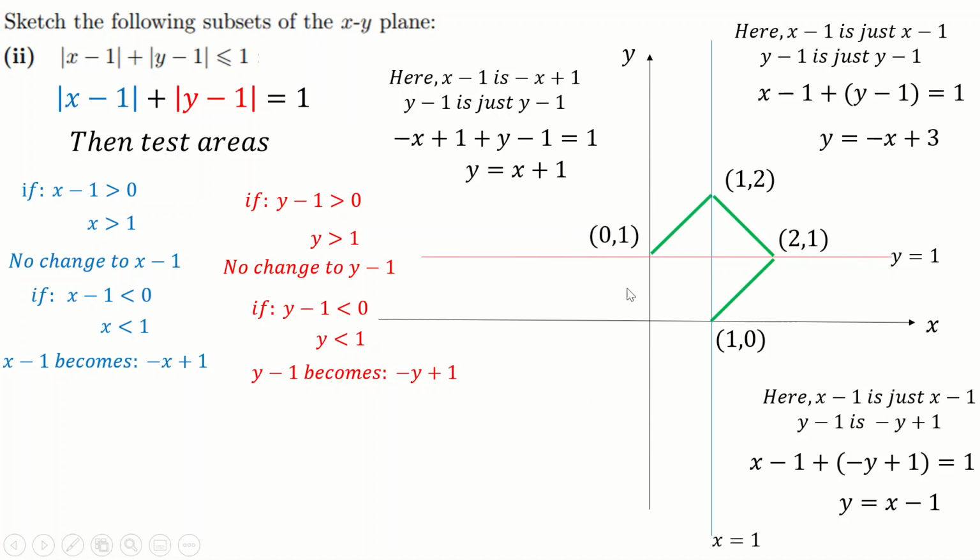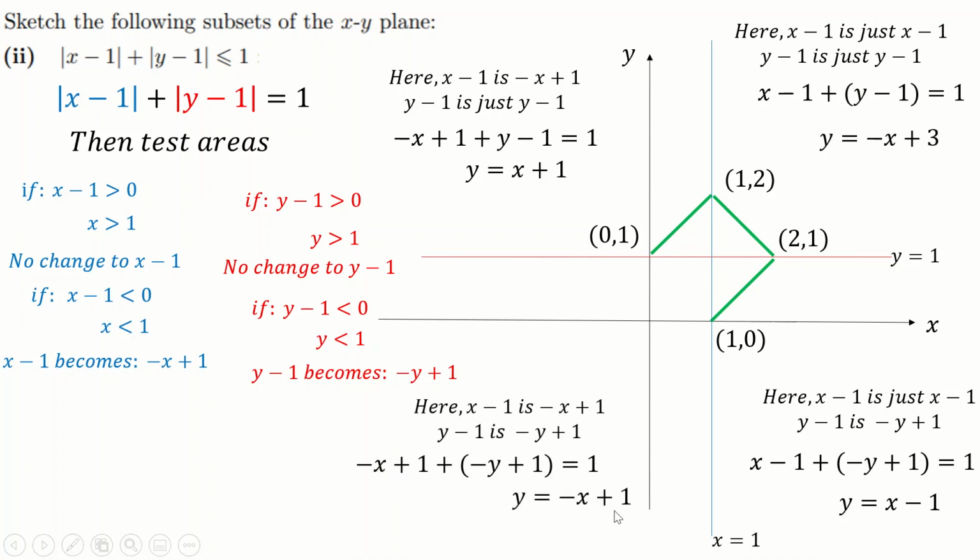Excellent, and lastly, this is the quadrant where both were negative, right? So this is the quadrant where I flip both of these over. So I'm going to flip both of those over to get -x plus 1 plus -y plus 1, rearrange. This is a line with y-intercept of 1, gradient negative, so it's going like this. And just check it goes through those 2 points. When x is 0, y is 1. When x is 1, y is 0, perfect. So this is my sketch.